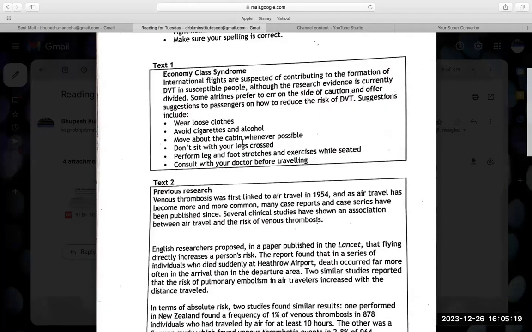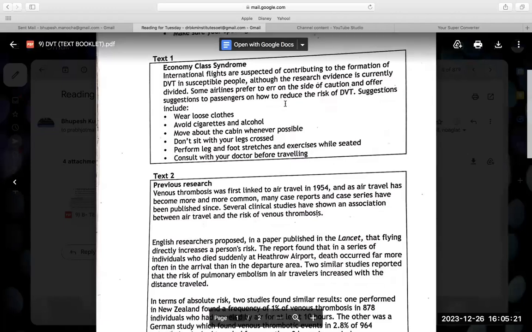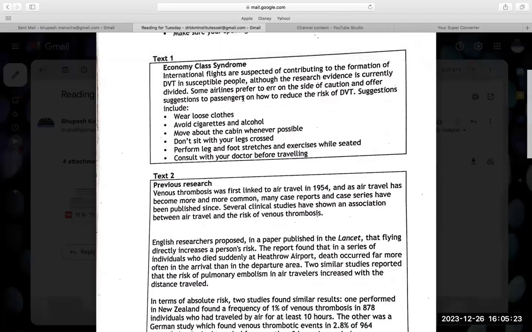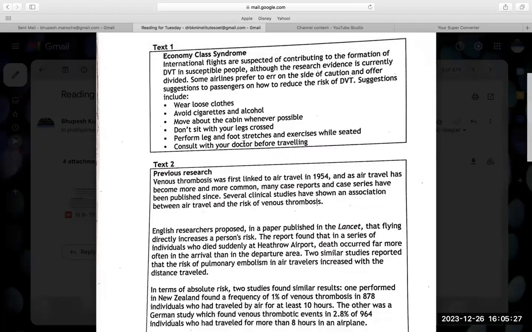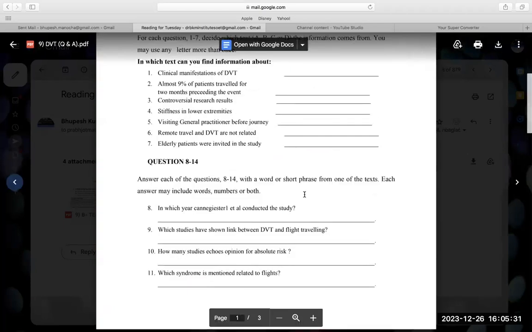And GP word, I was a little surprised. I could not find the word GP, but it should be in the first paragraph, last line. Consult with your doctor before traveling. Where is it given? Yes, sir. First paragraph, last line, sir. Here it is. So this I could have found.